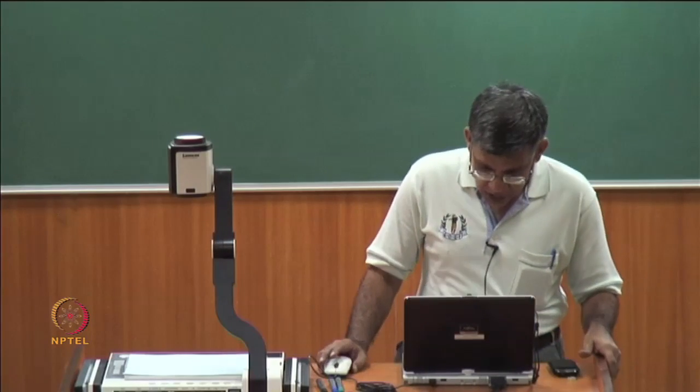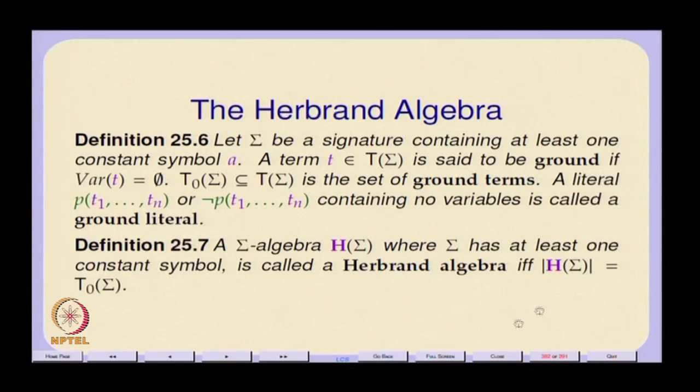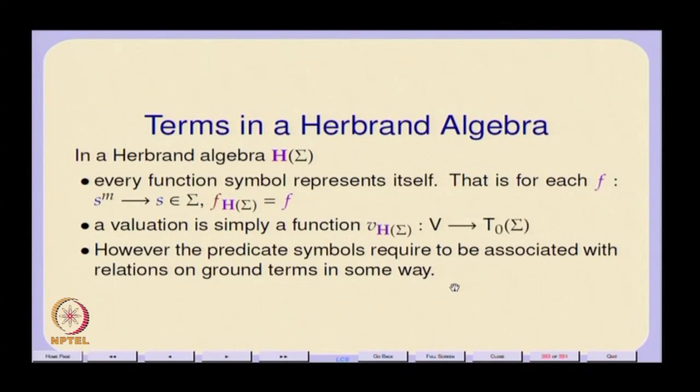Okay. So this is called a Herbrand algebra, and the domain of the algebra is just the set of all ground terms. And if there was no constant symbol, then this set of ground terms would be empty. That is the problem. So you want it to be non-empty, so you take a Herbrand algebra.